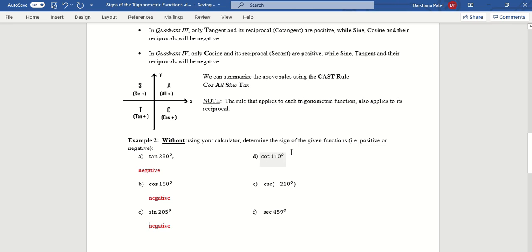Now reciprocals follow the same rules. So cot 210 degrees falls under the third quadrant, where tan is positive, so cot will also be positive there.